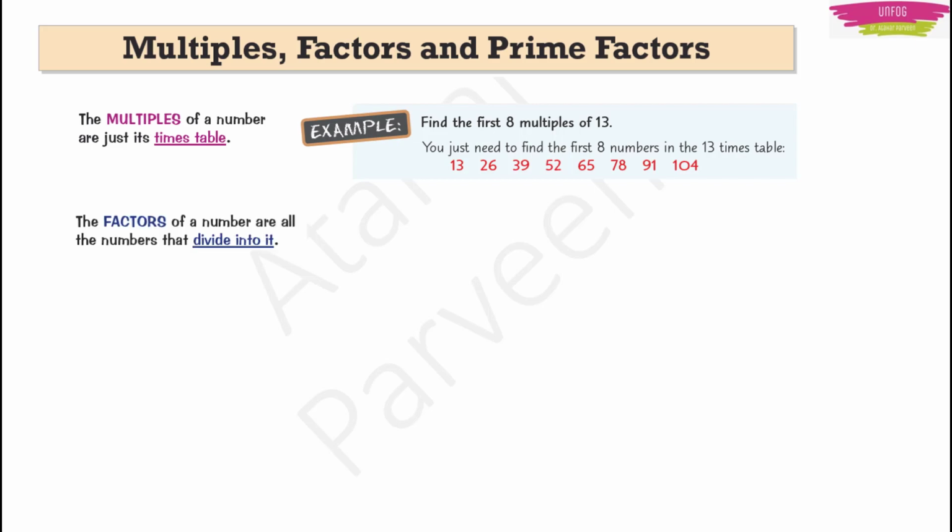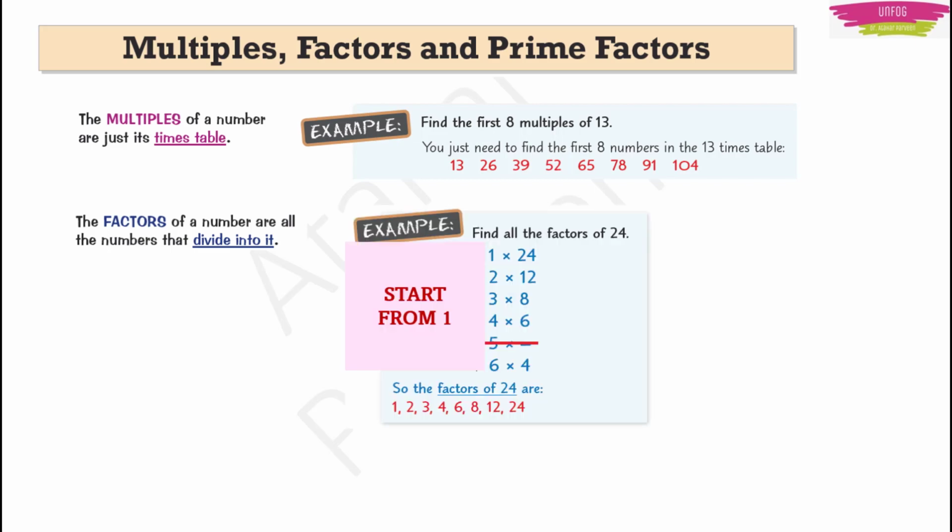Okay. Now factors. Factors means the numbers that are divided into it. For example, if I want to find the factors of 24, I should start from 1 and go on writing the numbers wherein you can get 24. First is 1 into 24 will be 24. Next, after 1 you will get 2. In the 2 table you will get 24, where 2 12s are 24. Next is 3. In the 3 table, 3 8s are 24. Next is 4, where you will get 24 in the 4 table, 4 into 6.